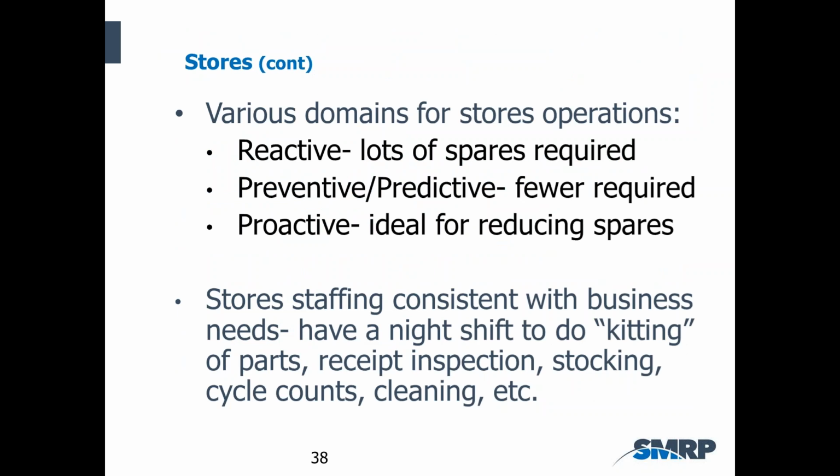So what about these so-called domains? When you're highly reactive, you need lots of spares. You don't know what you're going to need next. In the preventive predictive mode, you anticipate, you plan and schedule, and fewer are required. In the proactive mode, defect elimination, you stop the failures and you won't need as many spares. And when you do, you'll know what you need and you can plan and schedule for that. And have staffing consistent with the business needs, maybe a night shift to do kitting of parts so you don't chase parts all day if you're working maintenance. Do receipt inspection, stocking, cycle counts. You want to run it like a business.